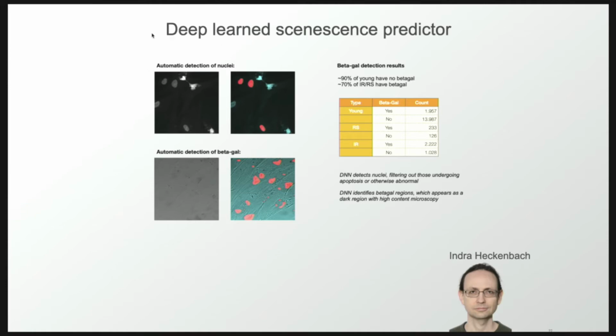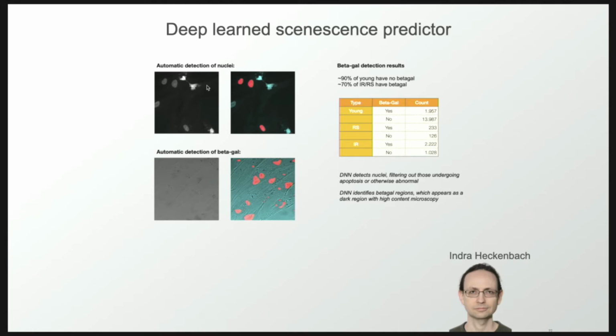So how else can we measure senescence? One big issue, and I think people in the senescence field, which is not a field that I'm part of, would agree, is that it's very difficult to have one single marker for senescence. We tried to do this by developing a neural network that can predict senescence based on DAPI staining, and this is done by Indra Heckenbach, who is a PhD student in my group, but is actually staying at the Buck Institute.